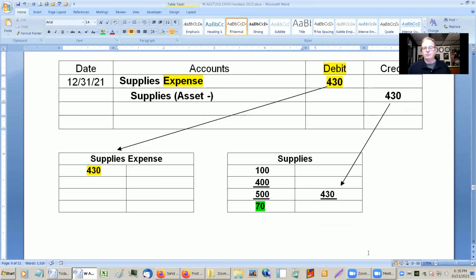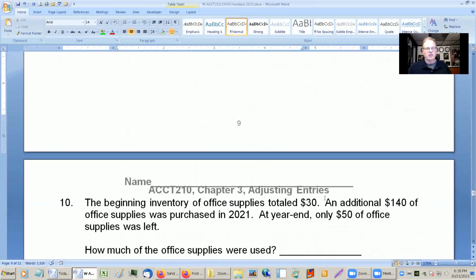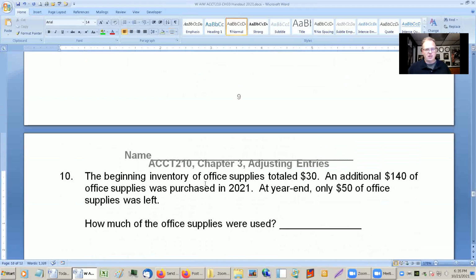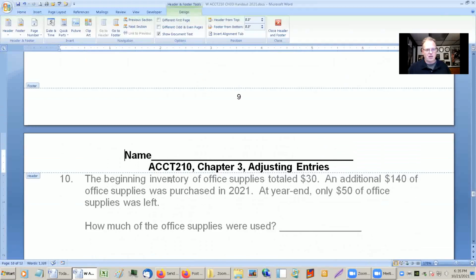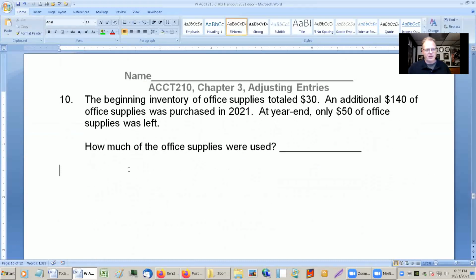Okay. Let's go to the last one. And I think I'll be quiet and see if you guys can figure this one out.